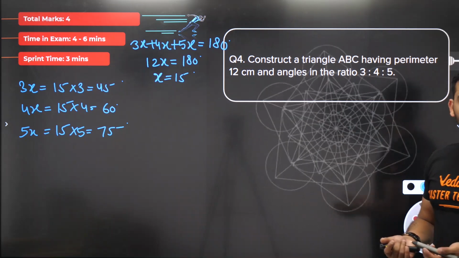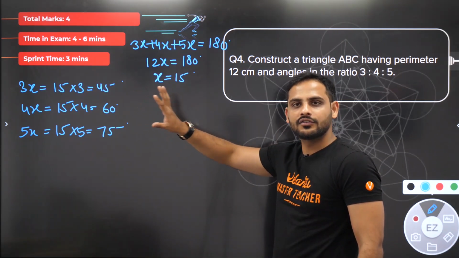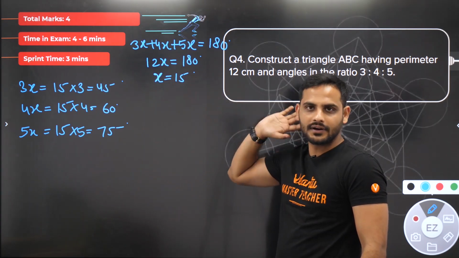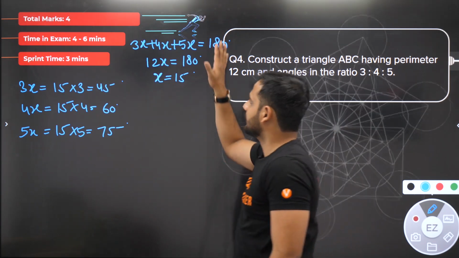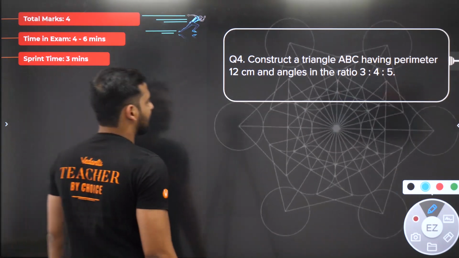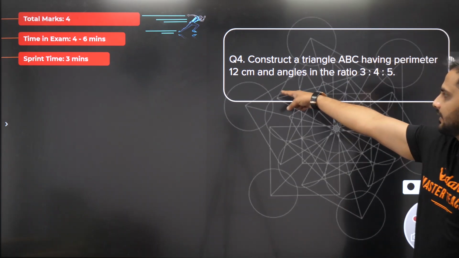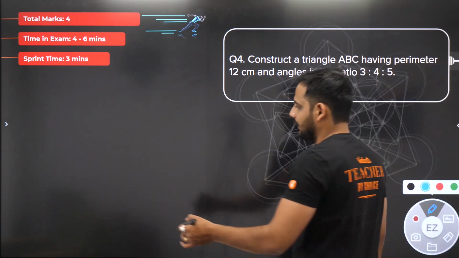Now we need only two angles, so you can assume any two of these angles to be the base angles, and automatically you will get the third angle. No need to worry about it. Now how do you solve this question? First, draw a line segment which is of the given length, 12 centimeters. So let us draw a line.